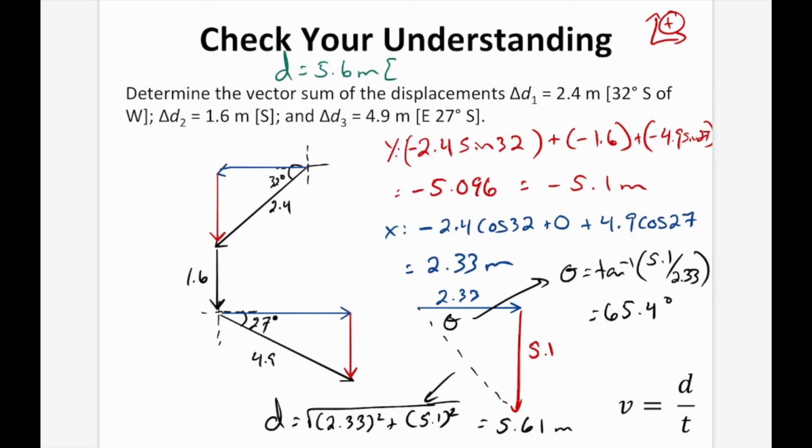Now we're going right and then down. So we say right 65 degrees down. Now if you had done down and then right, it would be down 25 degrees right. Check your understanding.